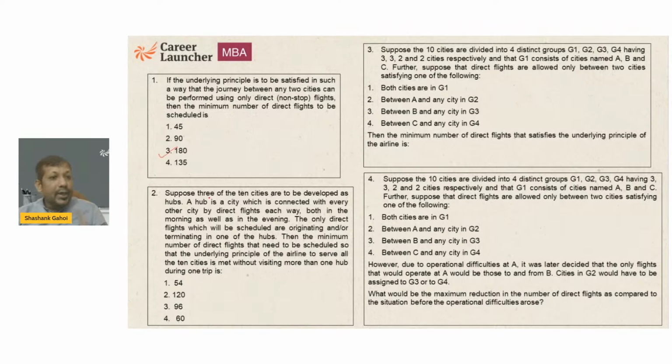Okay. Now, suppose 3 of the 10 cities are to be developed as hubs. Now, what is a hub? A hub is a city which is connected with every other city by direct flight in each way, both in the morning as well as evening. The only direct flights which will be scheduled are originating or terminating in one of the hubs. Then the minimum number of flights to be scheduled, underlying principle, serve all the cities.